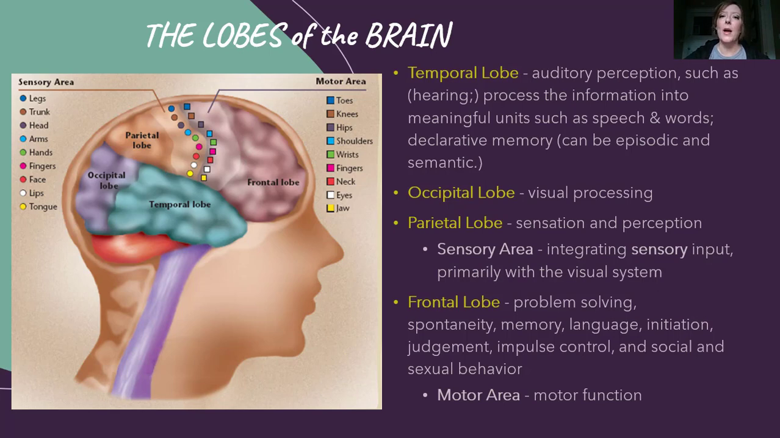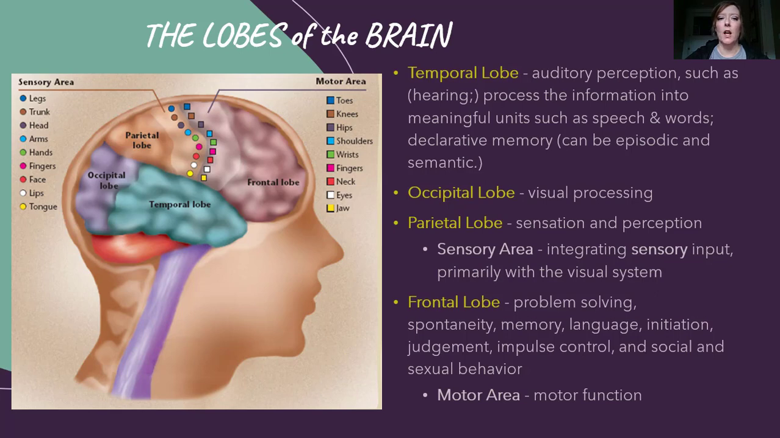Okay, so now I'm jumping back down to the bottom of the page where we're talking about our frontal lobe. This is that front area, frontal lobe. So it sounds like what it is. And this is the part of the brain that is responsible for problem solving, spontaneity, memory, language, initiation, judgment, impulse control, and social and sexual behavior. And this is also where the motor area, the sensory motor area, is found.